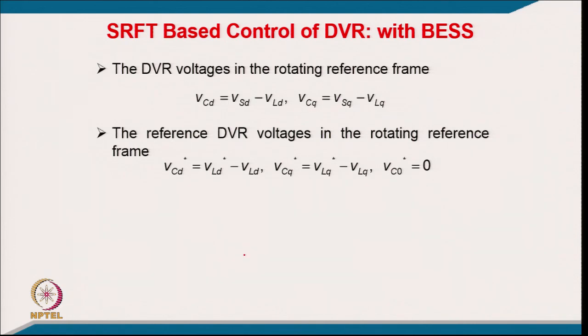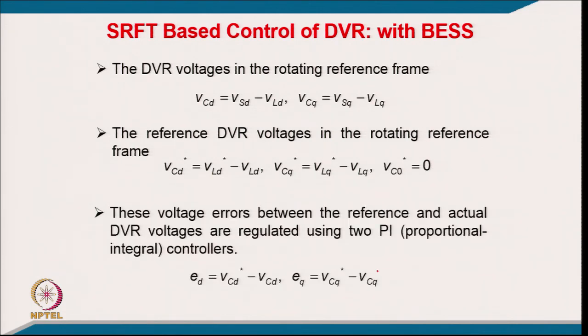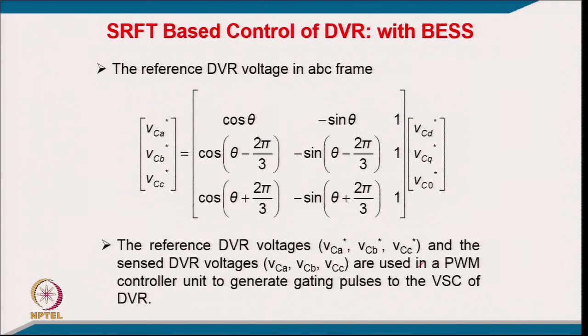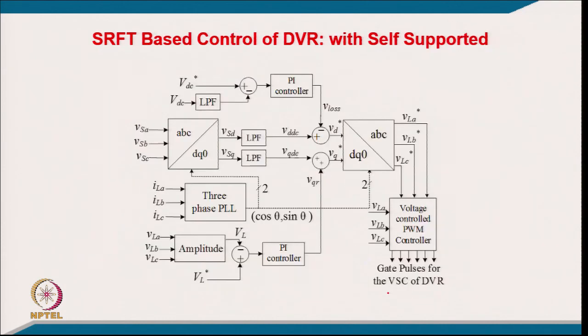So, these are the actual compensating voltages, and these are the reference compensating voltages, because we have the reference load voltage minus the actual load voltage. The voltage error between the reference and actual DVR voltage in dq is regulated using a PI controller. Using the PI controller we get the reference dq. Of course, the zero sequence is not there because of the 3 wire system, but we get a dq compensating reference voltage from which we get the 3 phase compensating voltage, and we compare this with the sensed compensating voltage to get the regulated voltage across the load. The reference DVR voltage and the sensed DVR voltage are used by the PWM controller to generate the gating pulses for the voltage source converter of the DVR.